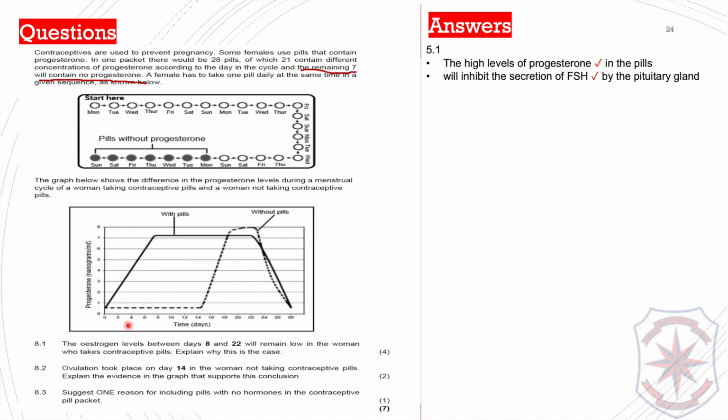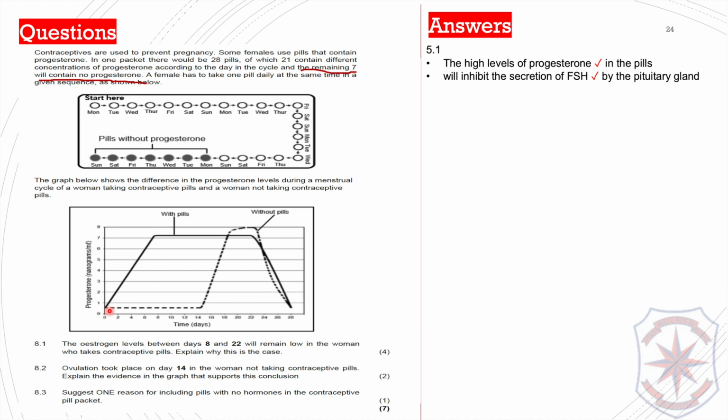So here we have time, from day 0 to day 28. And then on the y-axis, we have levels of progesterone. All right. Women with pills, let's see what happens. Progesterone levels increase. Okay, let's firstly deal with women without pills.